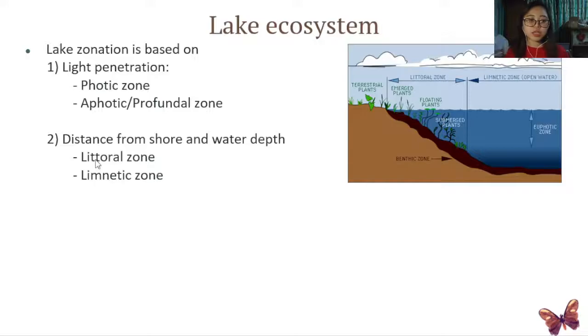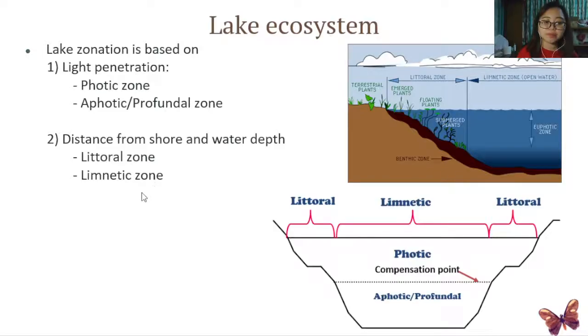If it is closer to the shore and the water is shallow, we call it a littoral zone. If it is further from shore and the water is deep, we call it a limnetic zone. So you can see here, this is how we divide it into photic and aphotic zones.